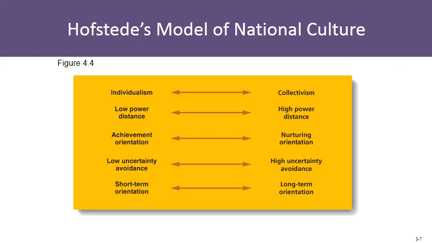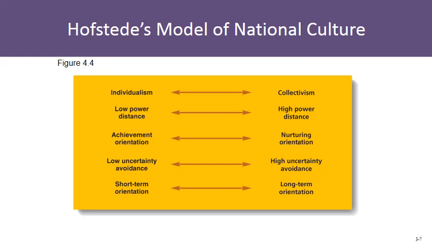Hofstede has divided the idea of national culture into 5 categories: individualism versus collectivism, low power distance versus high power distance, achievement orientation versus a nurturing orientation, low uncertainty avoidance versus high uncertainty avoidance, and short-term orientation versus long-term orientation. And what he argues is every national culture can be described in terms of these 5 dimensions.